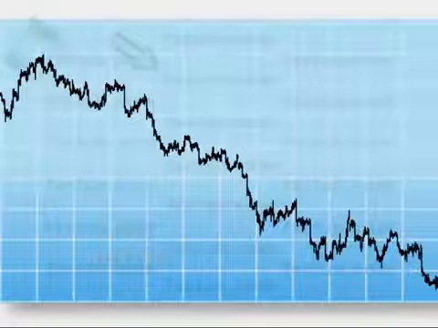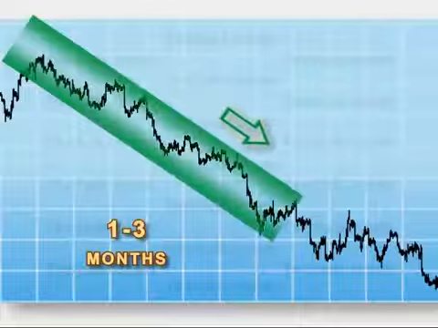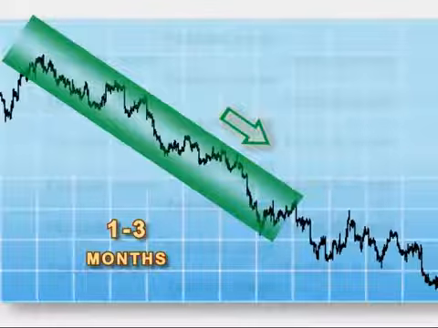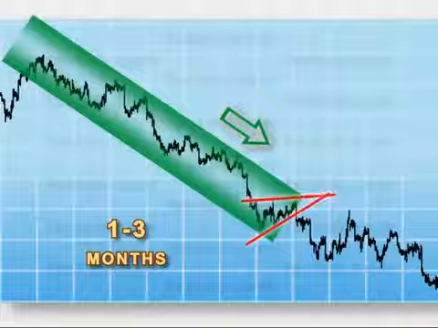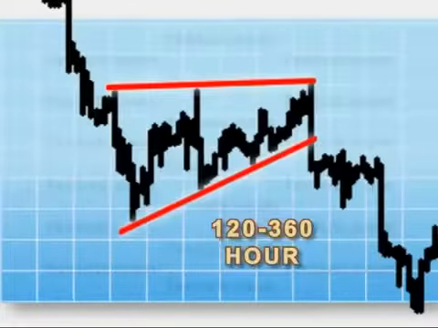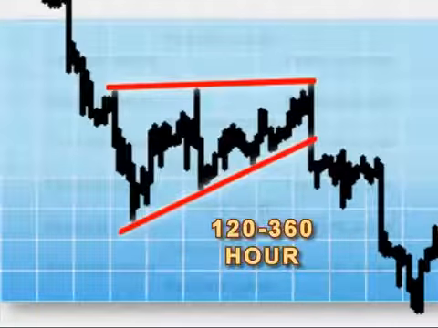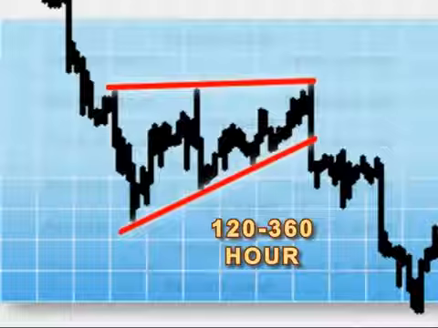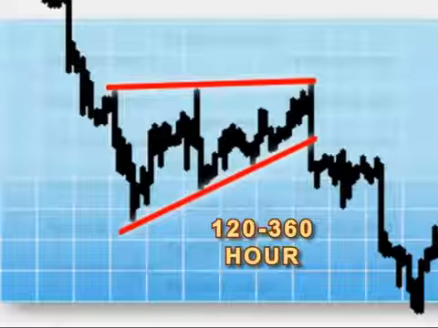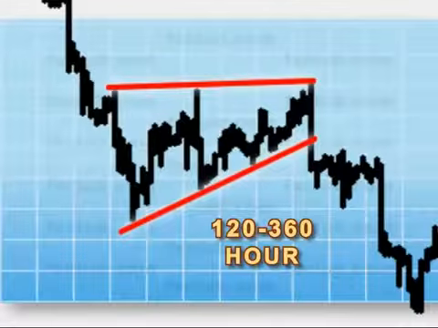As you'll recall, Dow defined an intermediate trend as lasting from 3 weeks to 3 months. If your main trend is no bigger than 1 to 3 months, the wedges that are formed over 120 to 360 hours, that is 3 to 5 days, are of great interest to you.